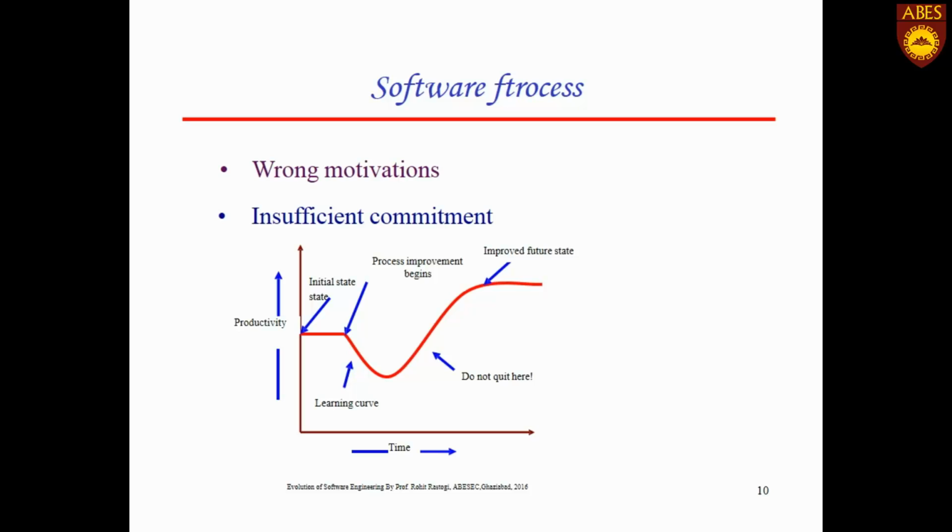And as we move on, the production graph shows that it is at the lowest level, and it is the patience of the software developer and the project manager that they should not give up here. And here the role of testing and maintenance comes.